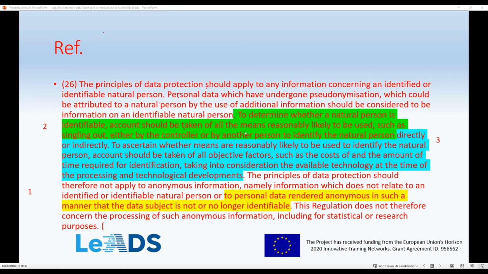So what we know already is that data which are anonymous, that is, they cannot be reconnected directly or indirectly to a natural person, are outside the scope of the GDPR, right? The GDPR does not apply to anonymous information, namely information which does not relate to an identified or identifiable natural person, still the definition. Or have a closer look at personal data rendered anonymous in such a manner that the data subject is no longer identifiable. Is this pseudonymization? What do you think?